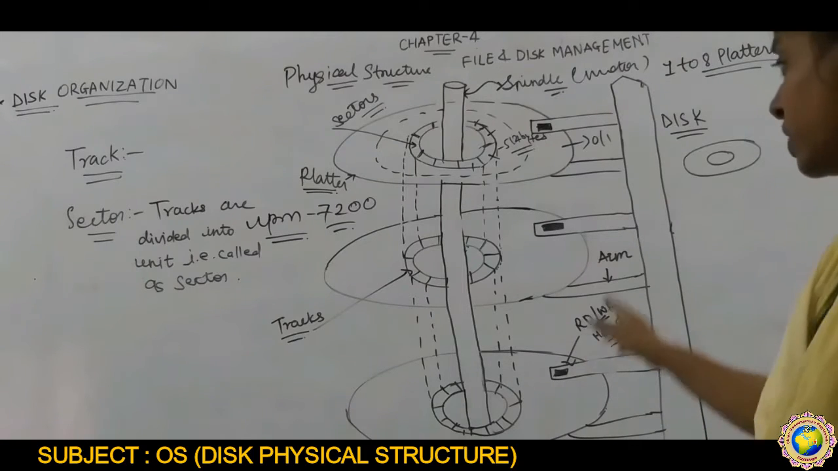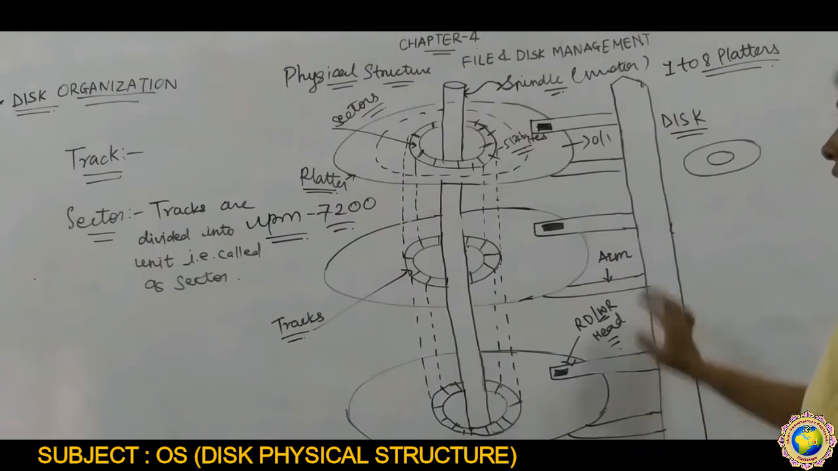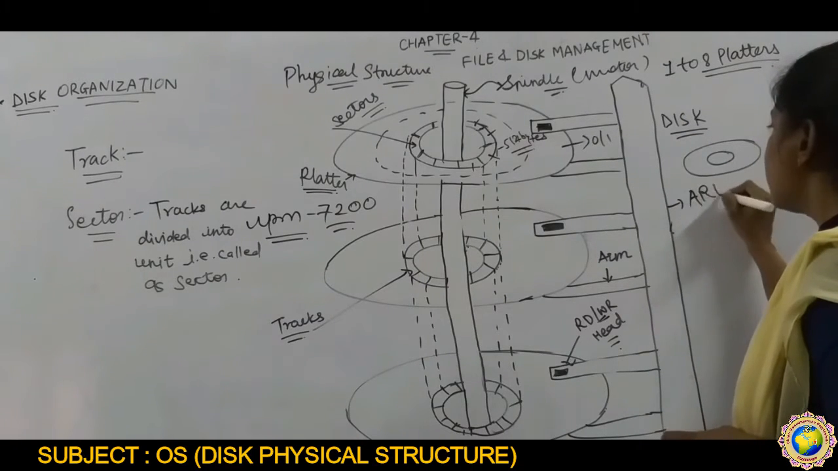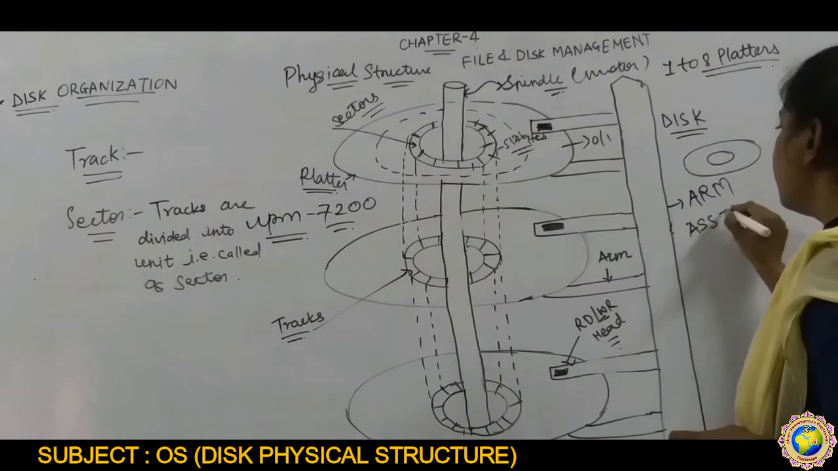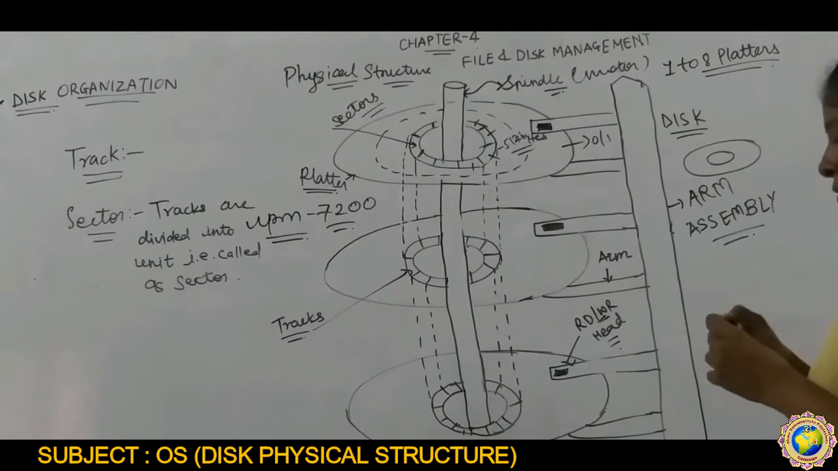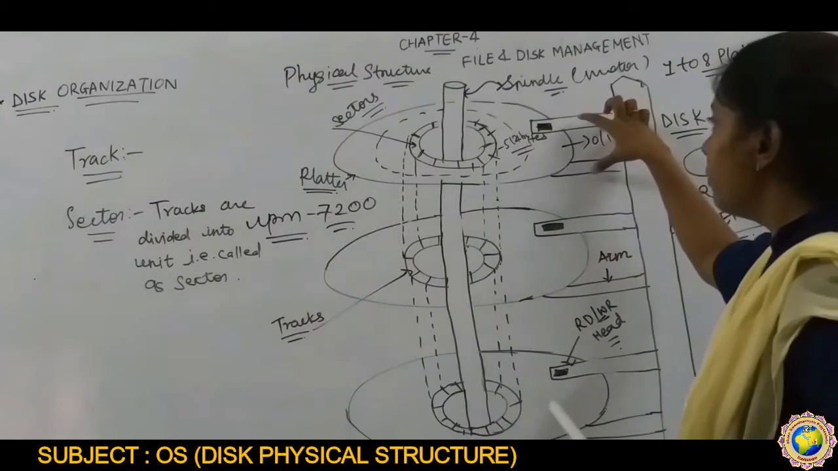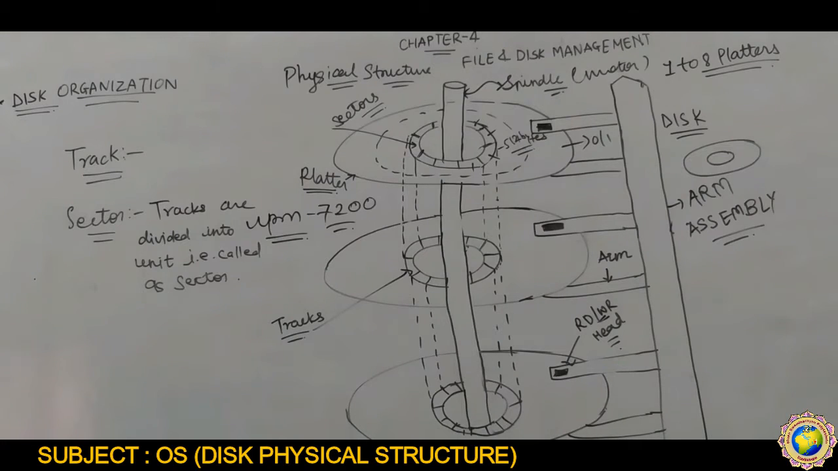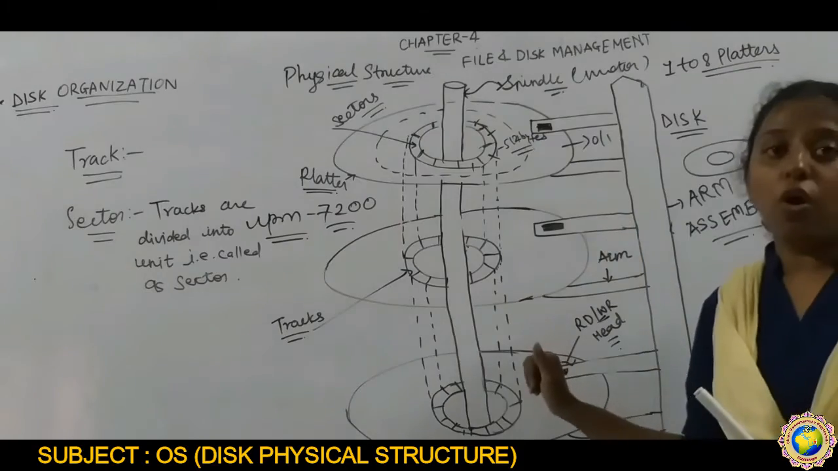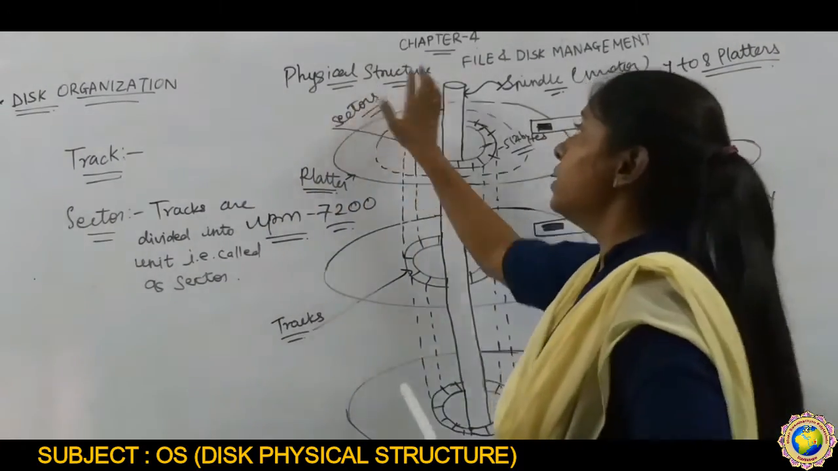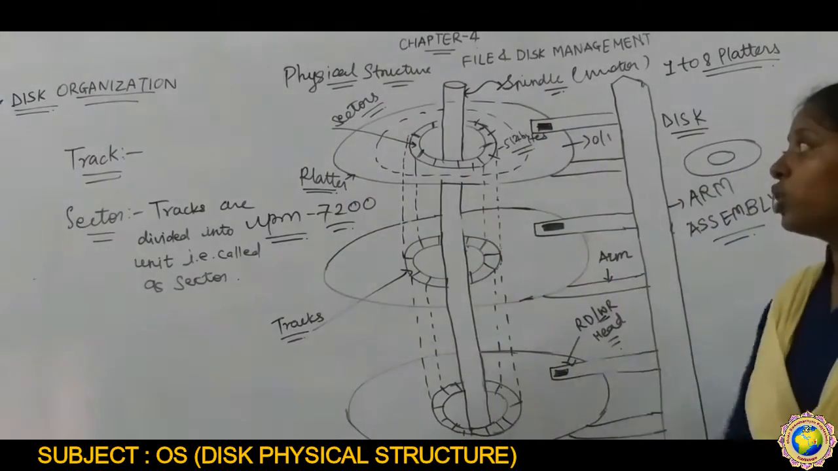Okay, so this is about the read and write head, and this is the arm assembly, which holds the read and write head and arm. So this is the structure of disk organization, and that is called the physical structure of the hard disk.